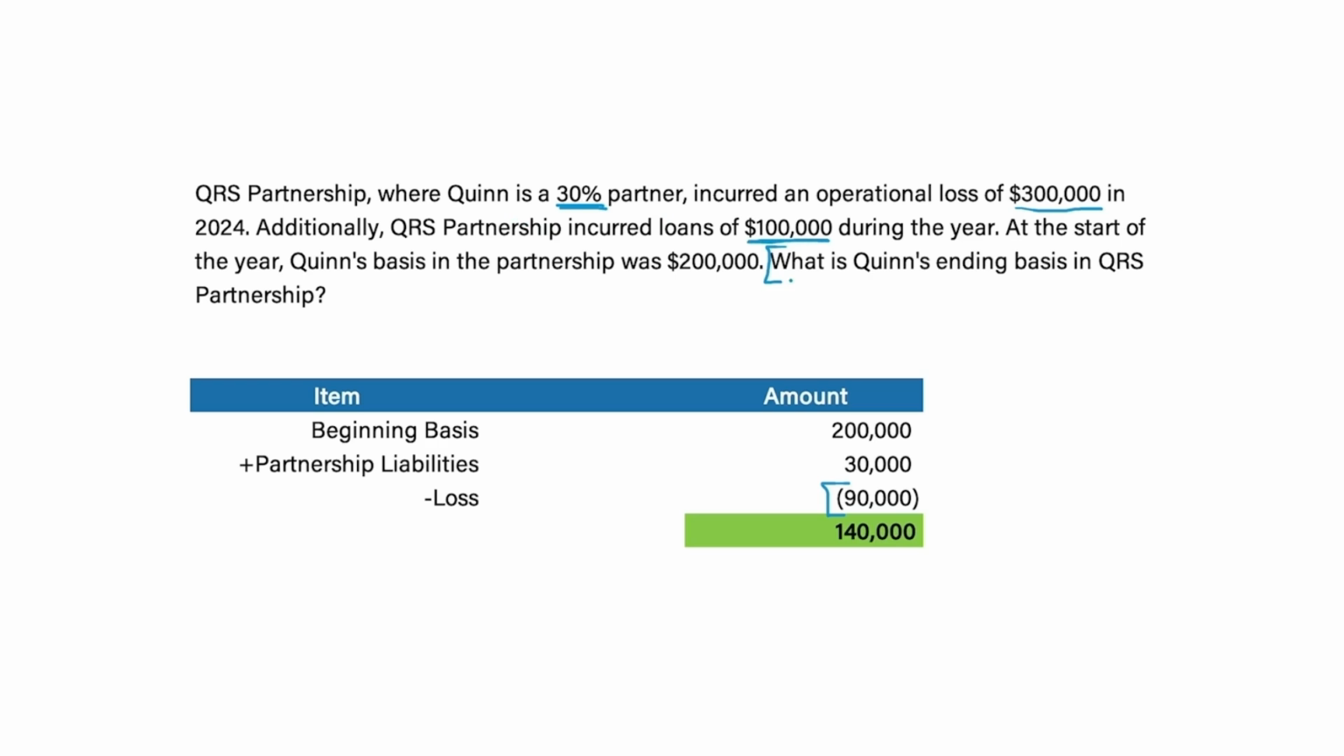So since Quinn is a 30% partner, then Quinn's basis increases by $30,000. And then at the start of the year, Quinn's basis was $200,000. Therefore, Quinn's ending basis is $140,000.